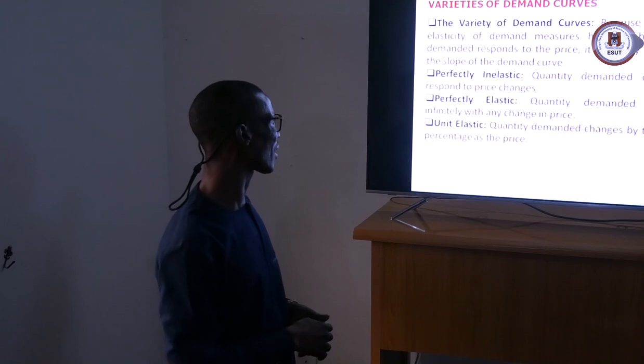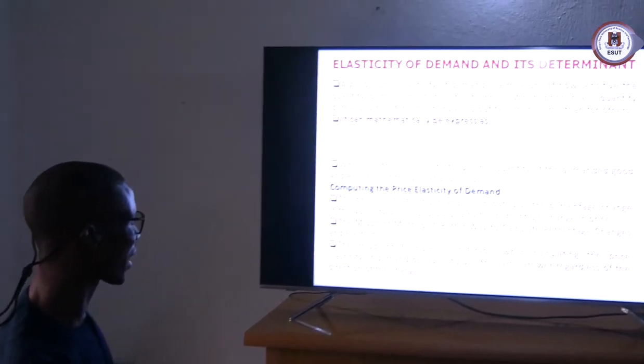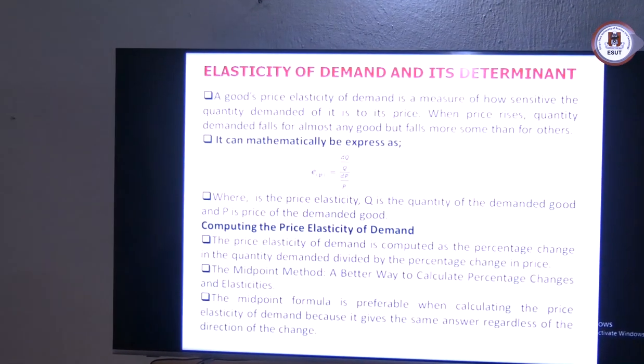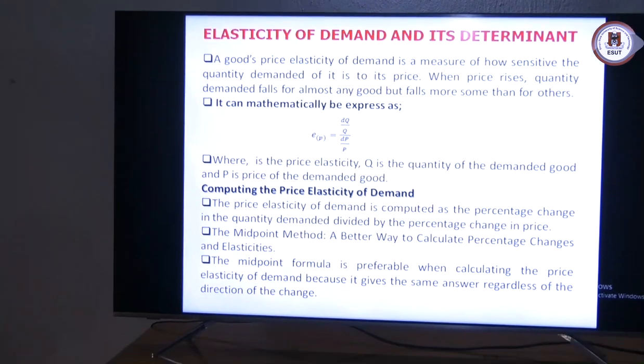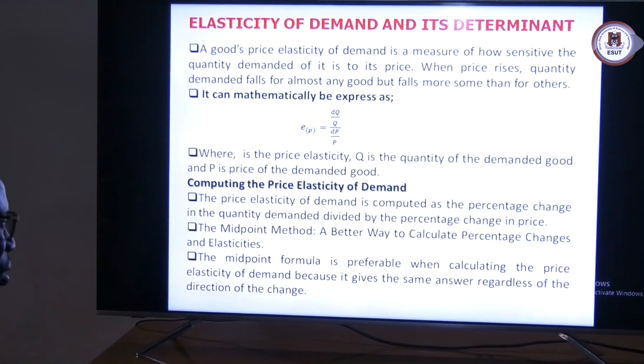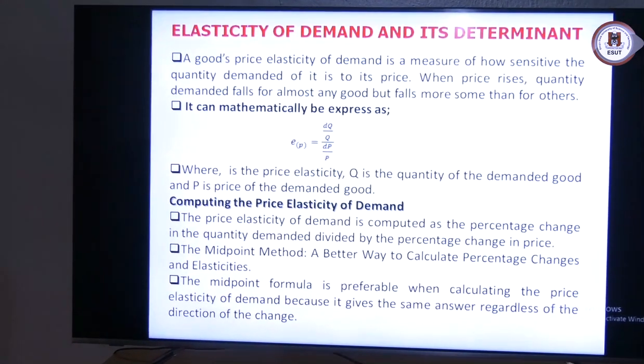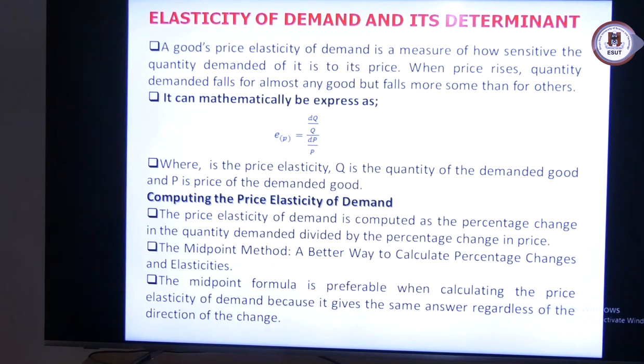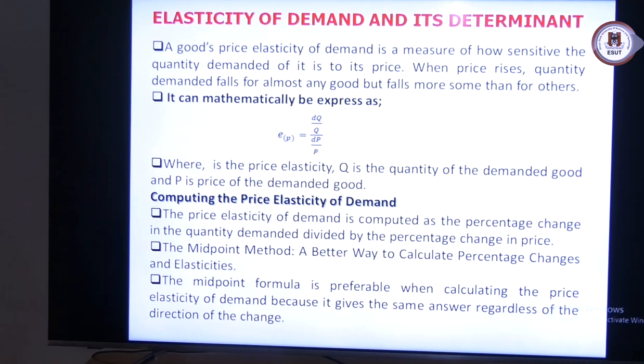So, computing price elasticity of demand. The price elasticity of demand is computed as the percentage change in the quantity demanded divided by the percentage change in price, as we said. We have the midpoint method and the midpoint formula, which is preferred when calculating the price elasticity of demand, because it gives the same answer regardless of the direction of changes.